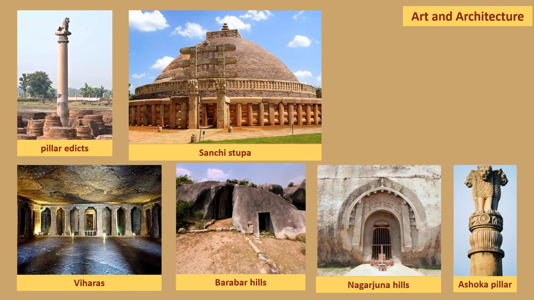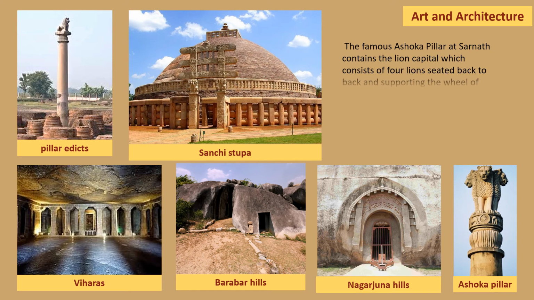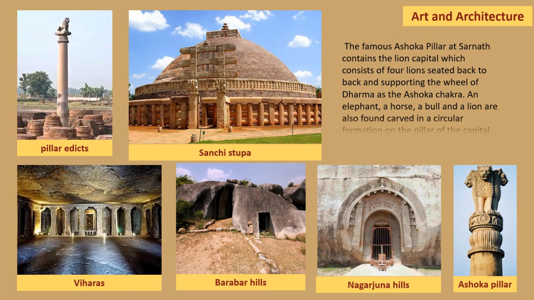The famous Ashoka Pillar at Sarnath contains the lion capital, which consists of four lions seated back to back and supporting the wheel of Dharma as the Ashoka Chakra. An elephant, a horse, a bull, and a lion are also found carved in a circular formation on the pillar of the capital. This has been adopted as the national emblem of India. The Ashoka Chakra is also found on the national flag.